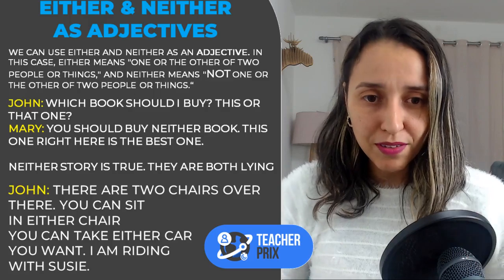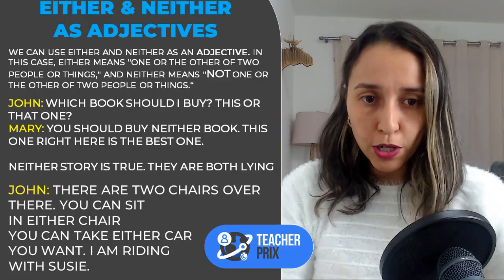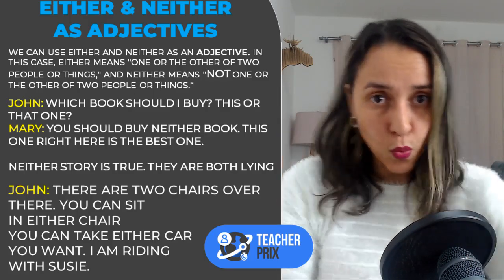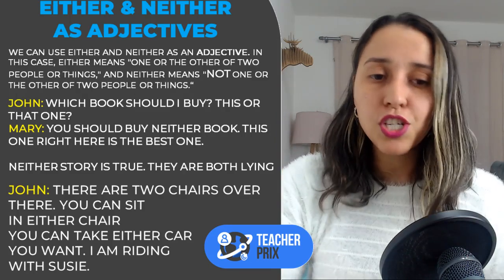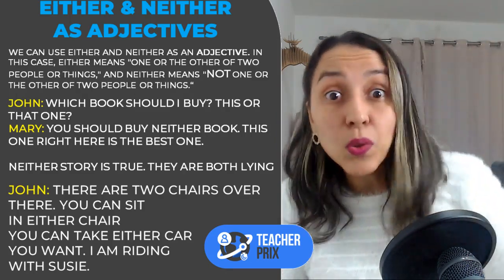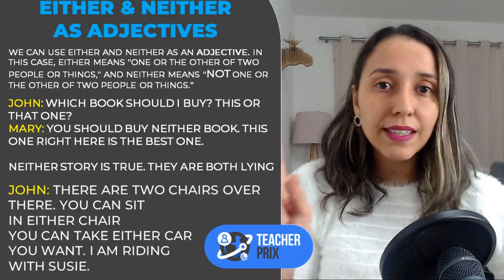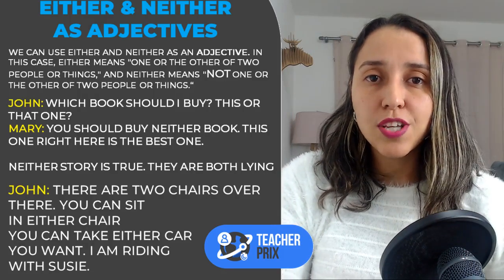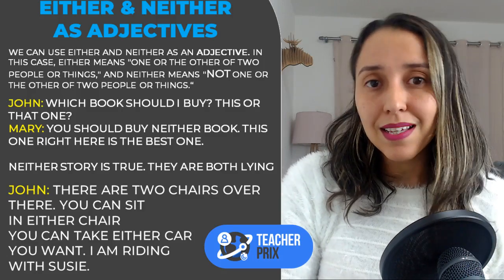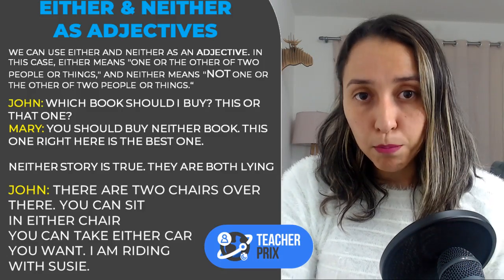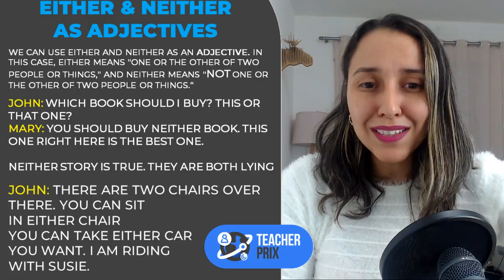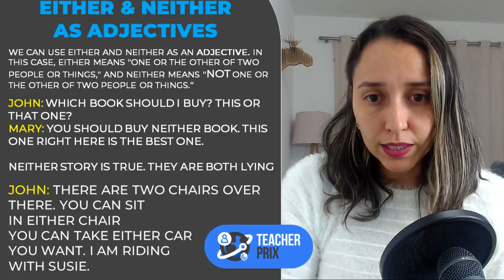So here, think about the conversation. John shows 2 books to Mary and asks her opinion. Which one? This or that? Then she looks at him and says, "Neither one." So here, neither one means not this one, not the other. But why is it an adjective? Because neither is next to the word book. It's almost qualifying the word book, okay?